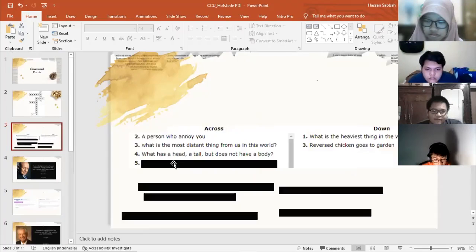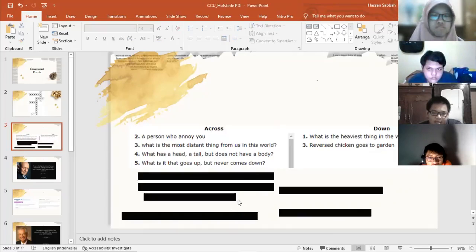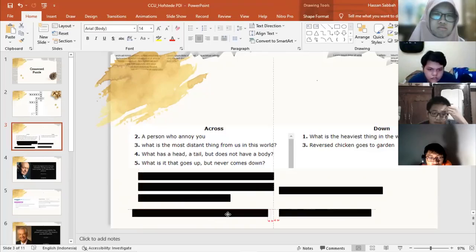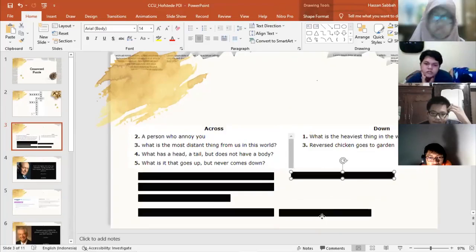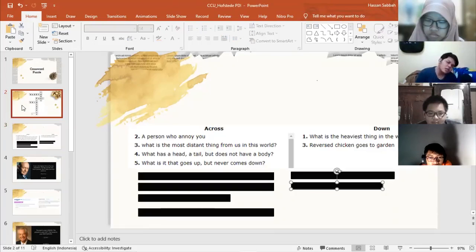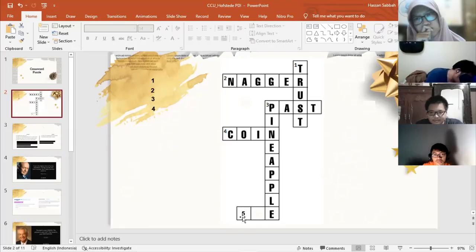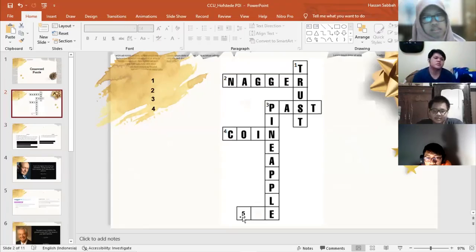And then we move to number five, the last. What is it that goes up, but never comes down? Anyone have an idea? It is three letters and ends with E. It is part of life, every person has this object. Is it age, sir?